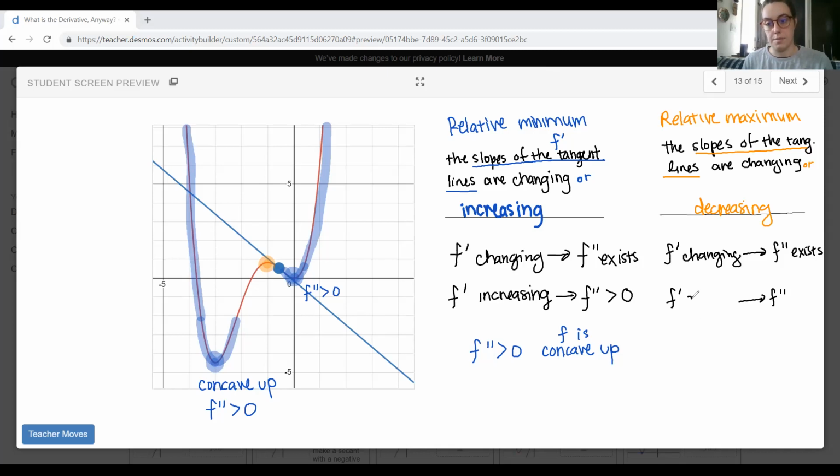And if f prime is decreasing, that means my second derivative must be negative. So all around here, this little dot, this is what we call concave down, because it's facing downward, almost like a downward facing parabola. That's what concave down means. And this is where the second derivative is negative.